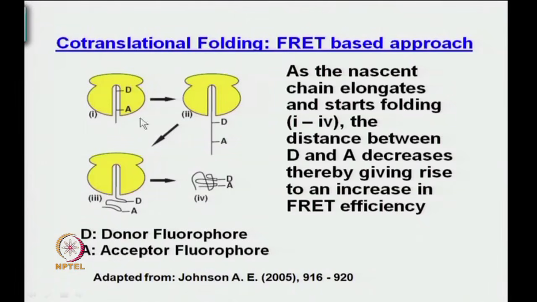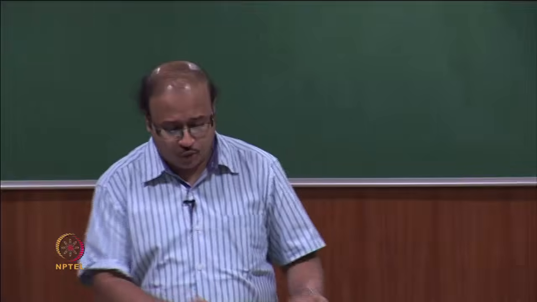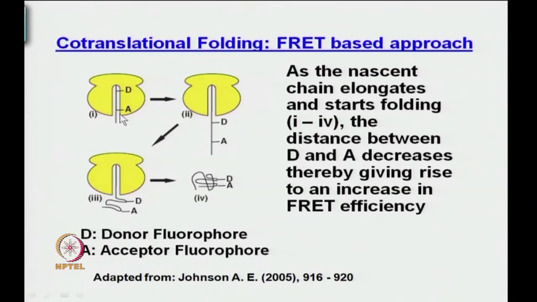Now, when you go to 2, this chain goes on elongating. From 1 to 2, the chain is elongated, but there is no structure developing. That means it is almost fully elongated, almost linear. This is a hypothetical version, but what it tells you is that the peptide is not gaining any structure right now. So, whatever the distance between D and A was in 1, it is almost the same in 2.